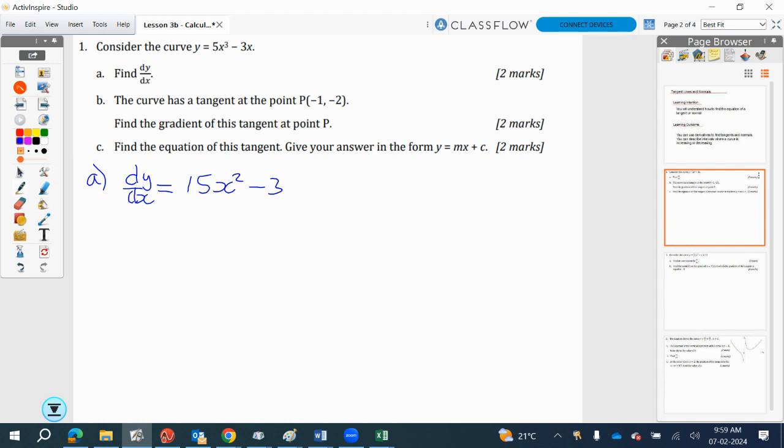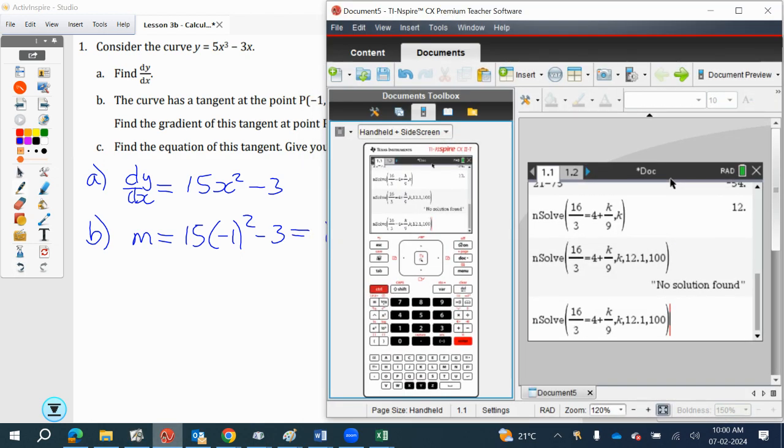All right. So B. What do we do here? The gradient is going to equal 15, and then we put -1 in here. What do we get as our answer? 12. Let's see how to do it on the calculator. I'll show you a slightly different technique.